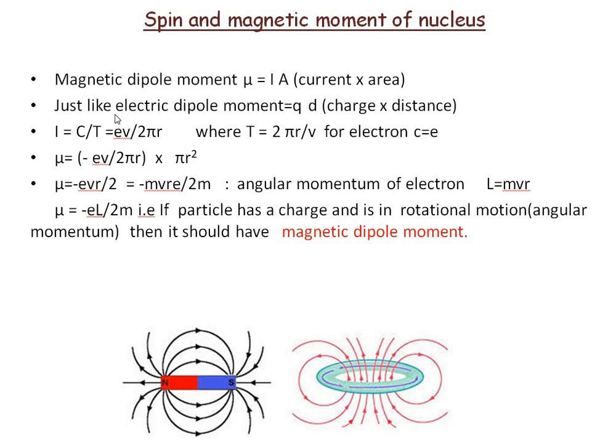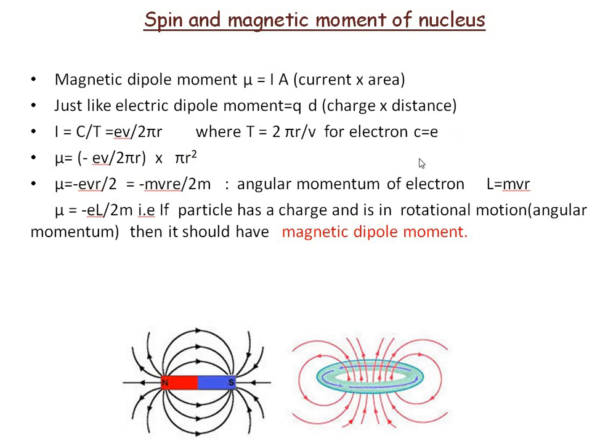So let us redefine the equation of the magnetic dipole moment. Mu is equal to minus e v divided by 2 pi r, that is I, into area. Here the electron is revolving in a circular orbit, so its area is pi r square. So mu is equal to e v divided by 2 pi r into pi r square. So this pi and pi get cancelled, r and r get cancelled. So you will get the magnetic dipole moment mu as minus e v r divided by 2.